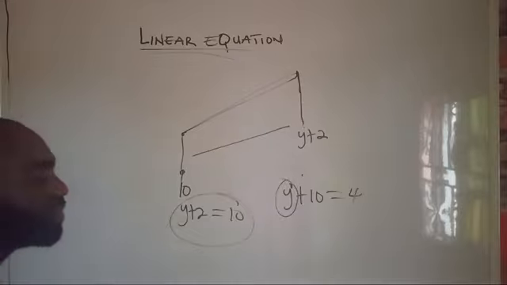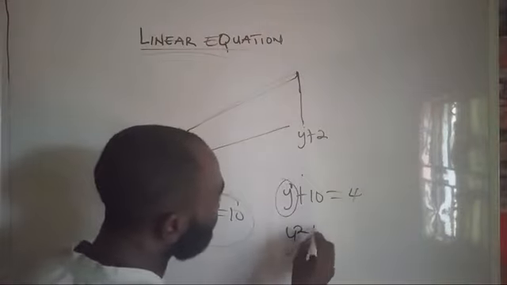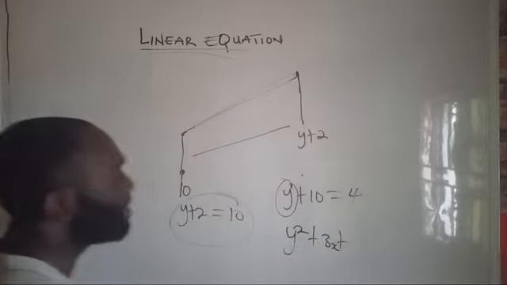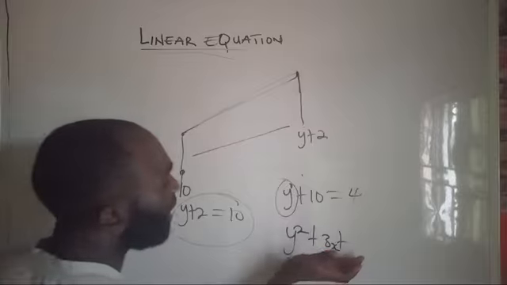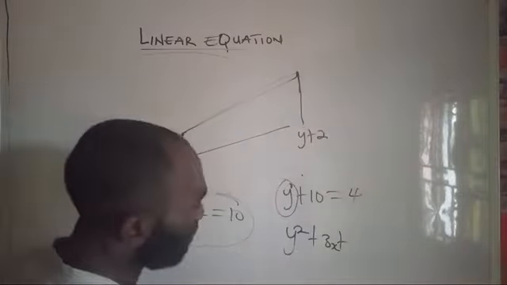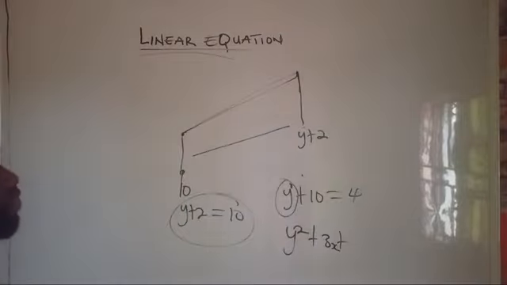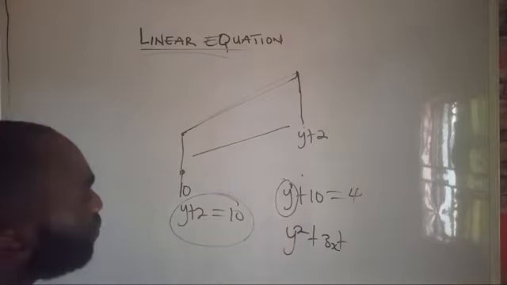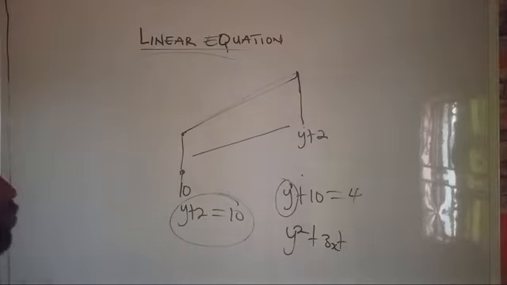You cannot have something like y raised to the power of 2 plus 3 plus 3x like that. This will give you a typical example of either polynomials or quadratic equation. So in linear equation, the power of unknown is 1.